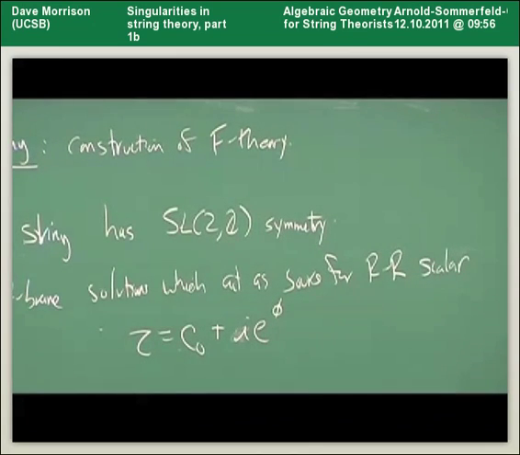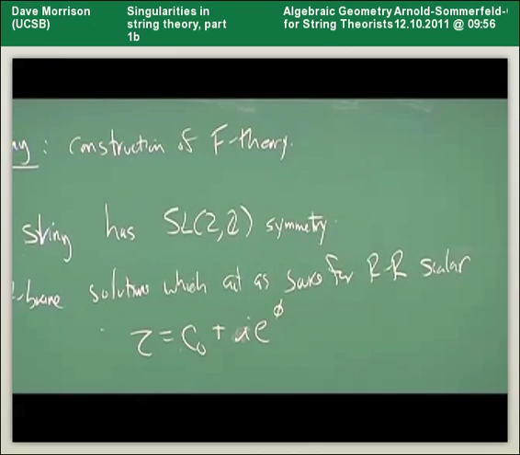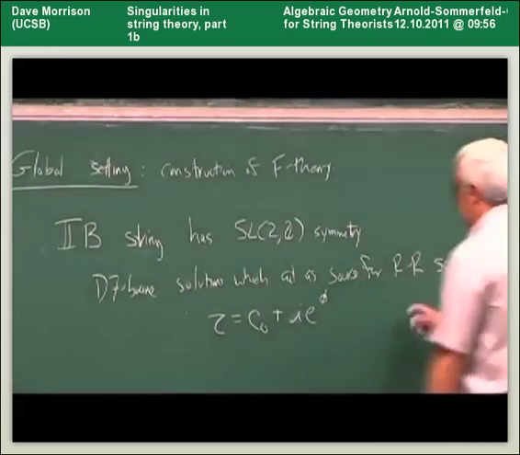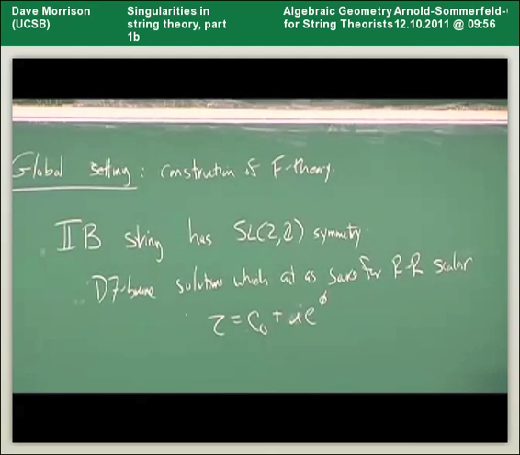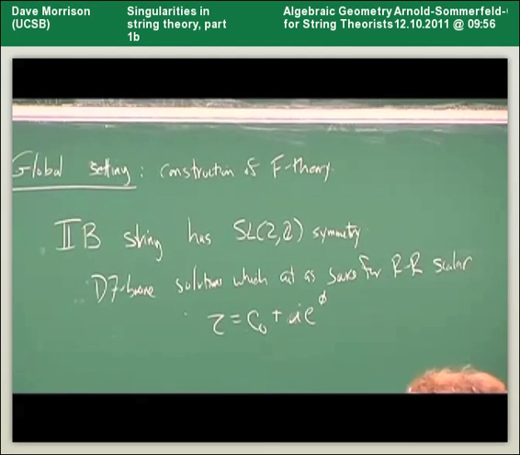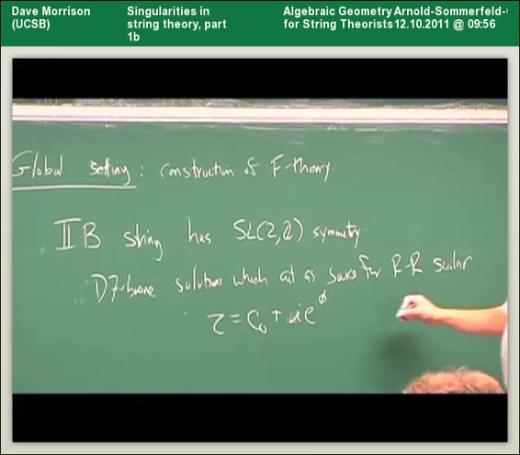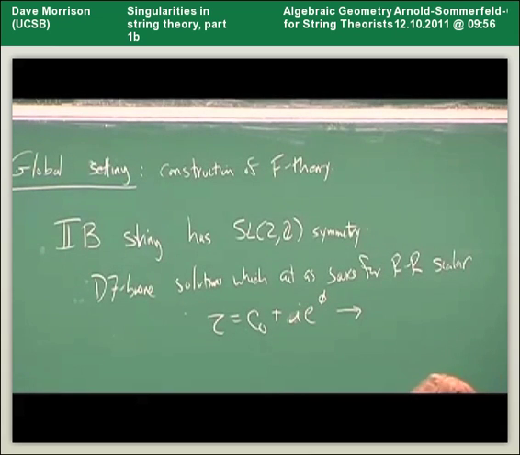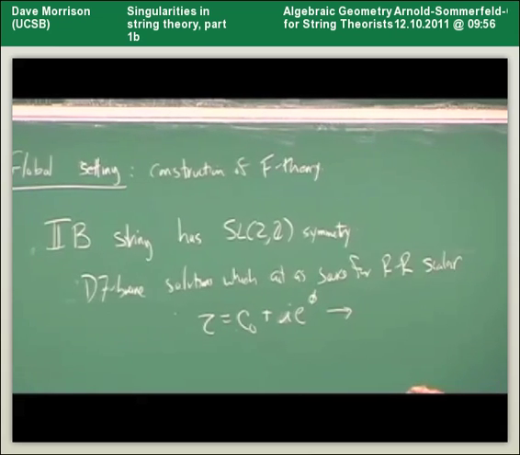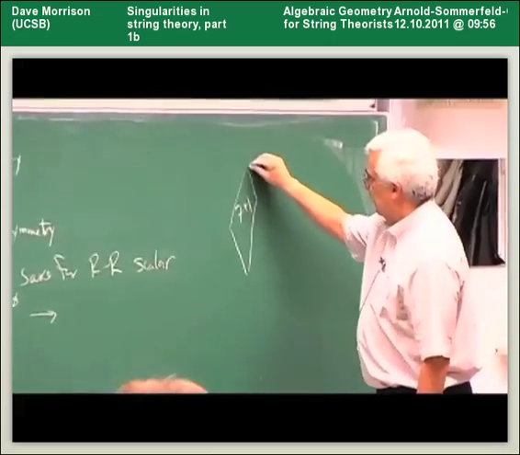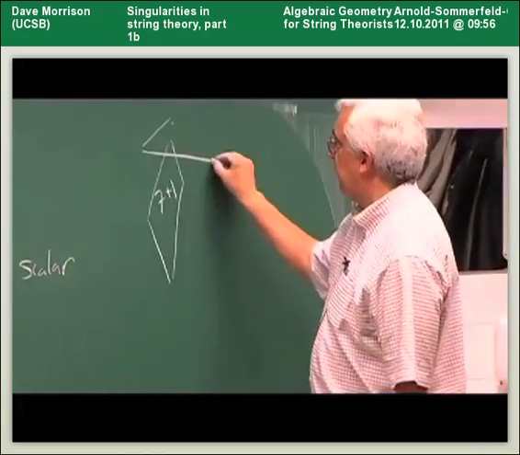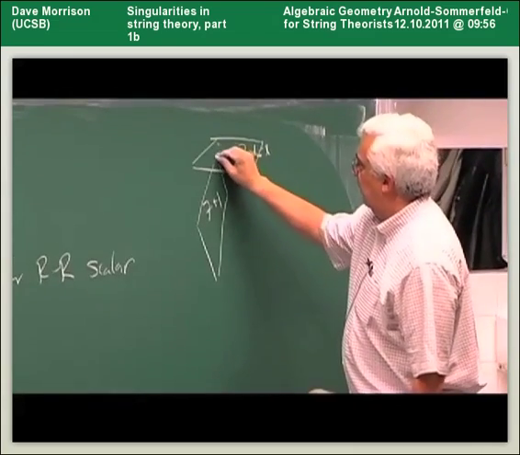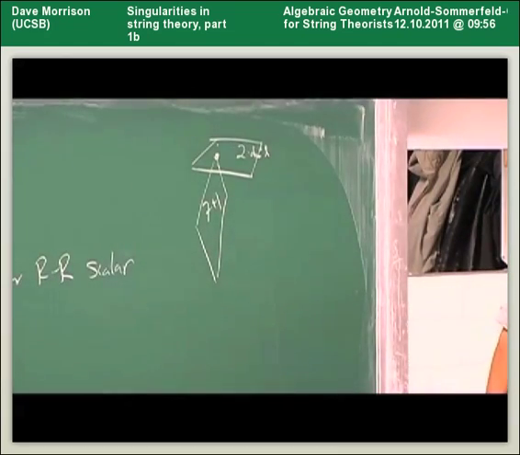So there are two scalars in the type 2B theory. You can make this complex combination. And the D7 brane solution has the property, well, the D brane solutions generally have the property that they source the corresponding Ramond-Ramond fields. This is the brane associated to the Ramond-Ramond scalar. And what that means is, let's see, a D7 brane is 7 plus 1 dimensional, right? That's where the singularity is. So there's a transverse space which is 2-dimensional. And the brane is located at points in that 2-dimensional space.